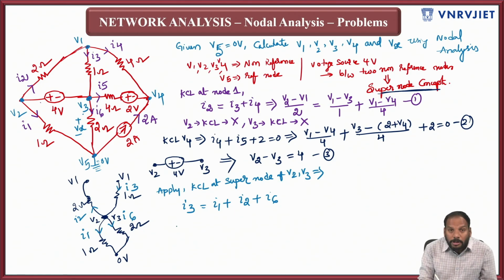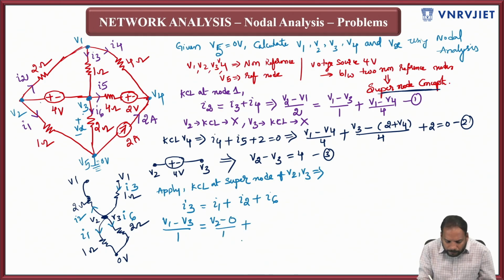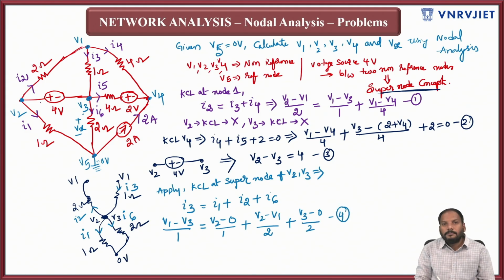So now you'll try to apply Ohm's law on I3. The value of I3 is exactly equal to (V1 minus V3) divided by 1, which is equal to I1 plus I2 plus I6. I1 is (V2 minus V5) which is 0, divided by 1, plus I2 is (V2 minus V1) by 2, plus I6 is (V3 minus 0) by 2. This is equation number 4.